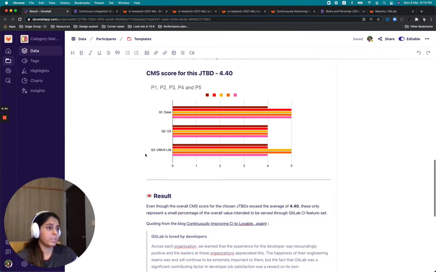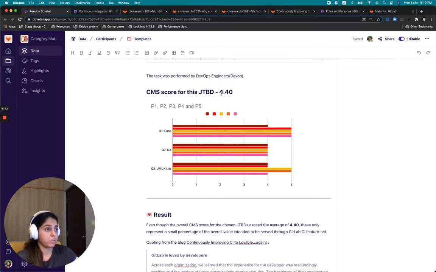And again, as we can see, the score for this particular JTBD was also high. It was 4.4. And now here is a chart showing how different participants reacted to the 3 questions that we asked them.